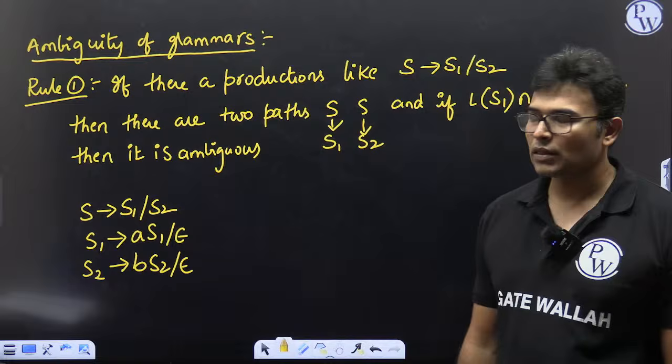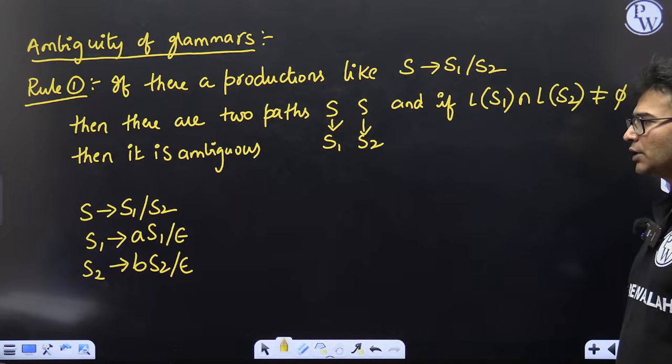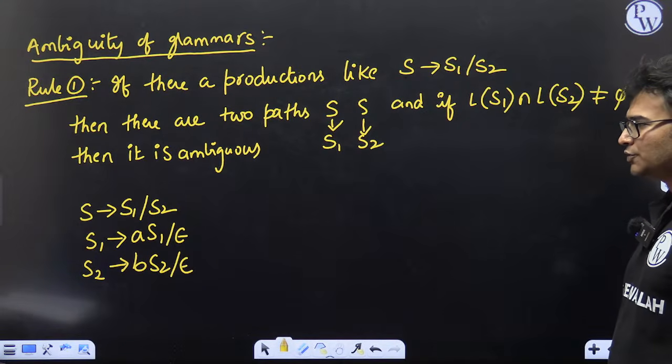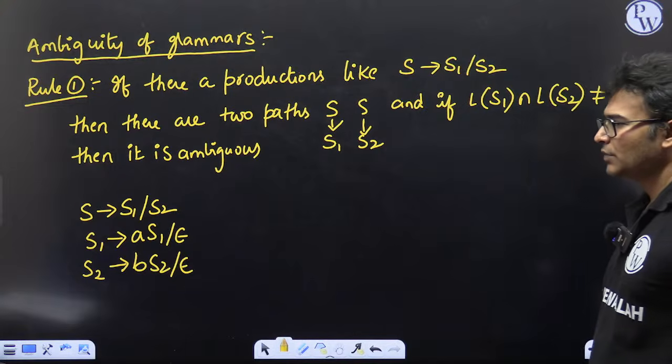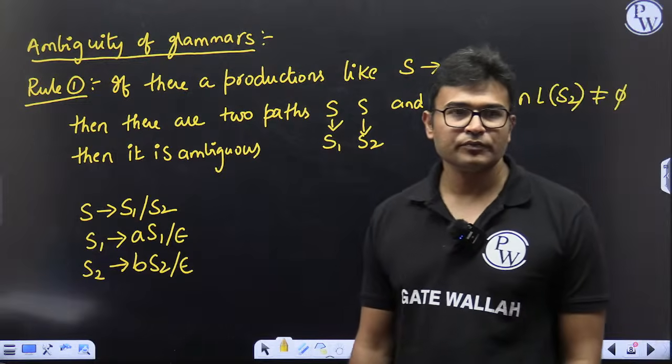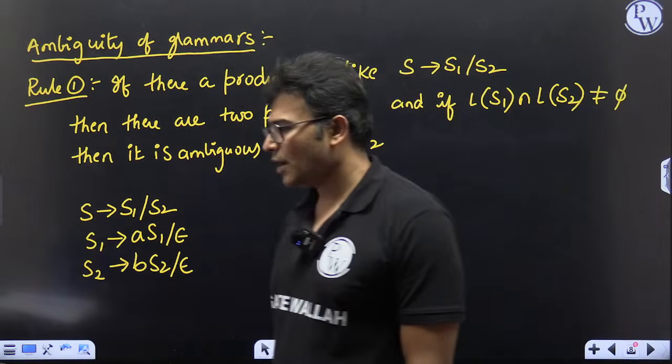So S derives S1 or S2, S1 derives AS1 or epsilon, S2 derives AS2 or epsilon, right? Is this grammar ambiguous?